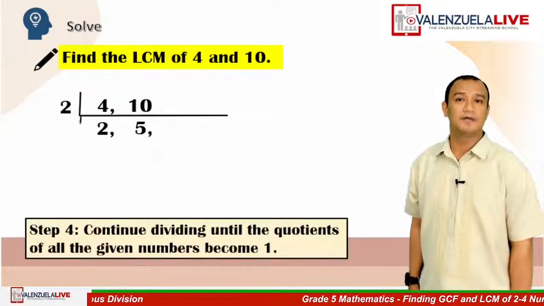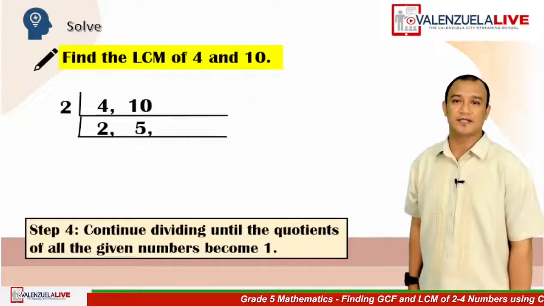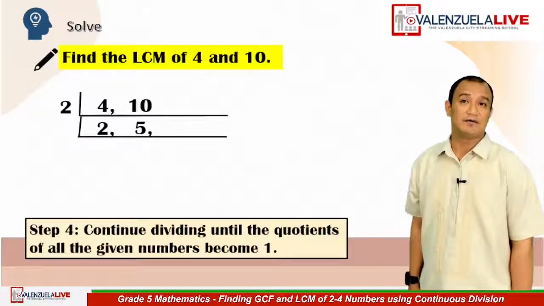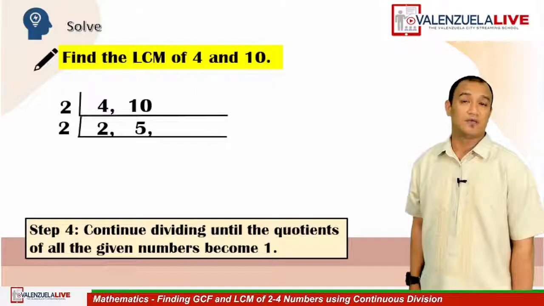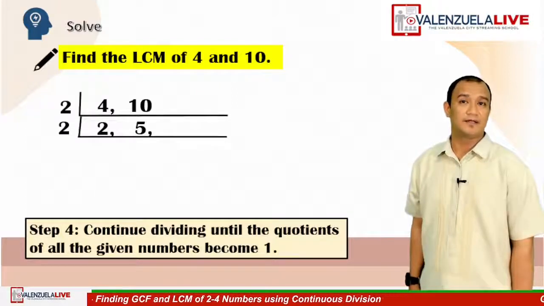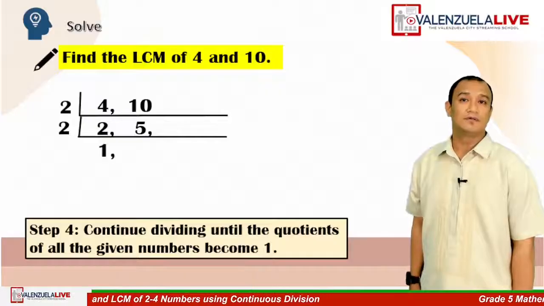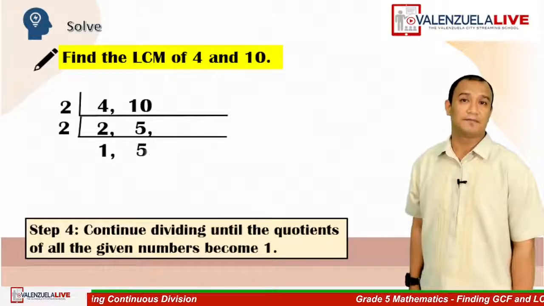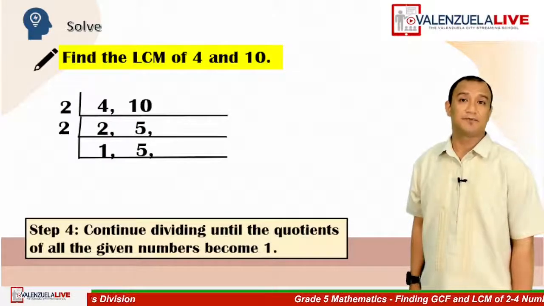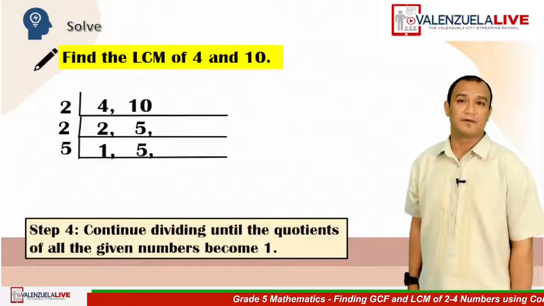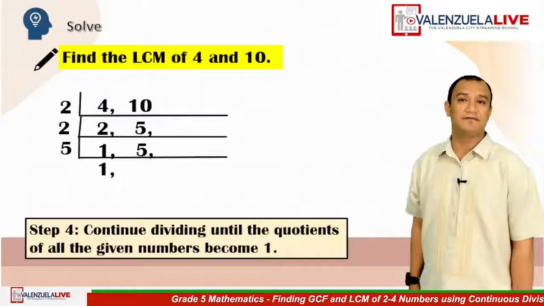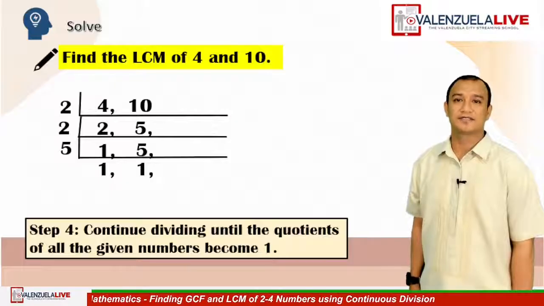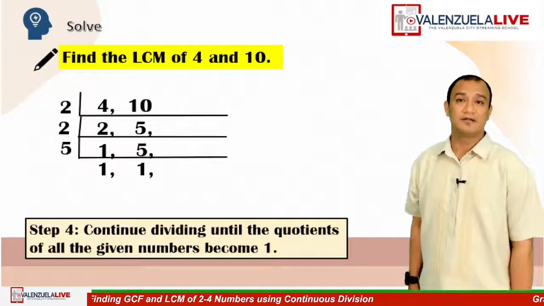For step 4, continue dividing until the quotients of all the given numbers become 1. So let's continue. Let's have another prime divisor, let's say 2, and then divide. 2 divided by 2 is 1. Since 5 is not divisible by 2, just bring down 5. And now, let's have another prime divisor, which is 5. Bring down 1, and 5 divided by 5 is 1. Now, since all the quotients become 1, let's proceed to step 5.